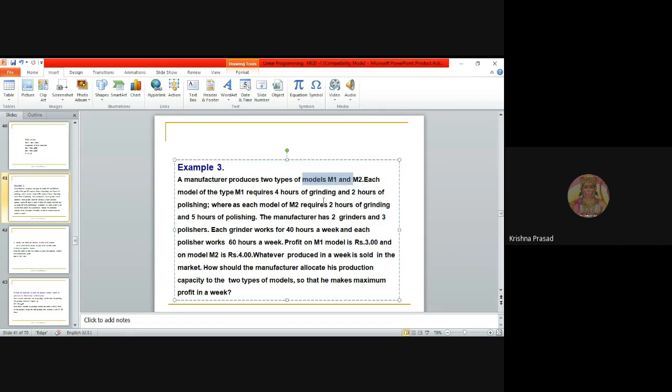Okay. And what is your objective function? Please read the problem. In this one, they have given profit. Is it not? The objective function is profit. And what are the constraints which you are having? Constraints: type 1 requires 4 hours of grinding, 2 hours of polishing. Type 2 requires 2 hours of grinding, 5 hours of polishing. Grinding and polishing. Okay, let us try to do this one. Do the same problem.